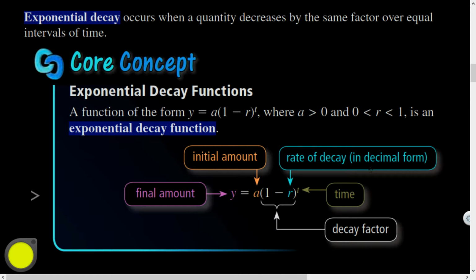Exponential decay functions are of the form, hey, this looks really familiar. A times (1 minus r) to the t, where a is greater than 0 and r is between 0 and 1, is an exponential decay function. And everything is the same. So notice a minus sign, and notice my rate was a rate of decrease. So the word decrease is going to be the key word that I recognize. Decay, decrease, right? You got it.